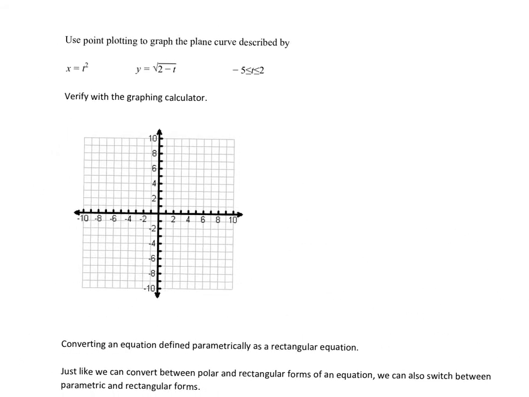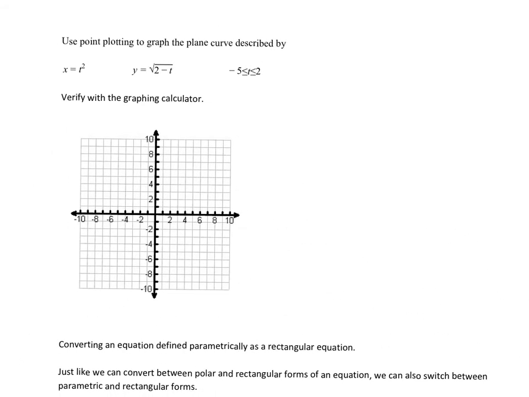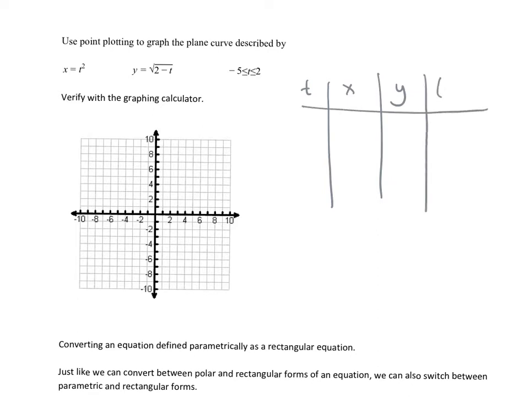Let's look at a second one. Here we have two parametric equations, x equals t squared, and y equals the square root of 2 minus t, and t is going to be between -5 and 2. So I'm going to set up another table with t and x and y, and then my final ordered pairs (x, y). So my t's are going from -5. You don't have to do them all, you're certainly welcome to do them all. 0, we'll do 2. So we'll do something like this.